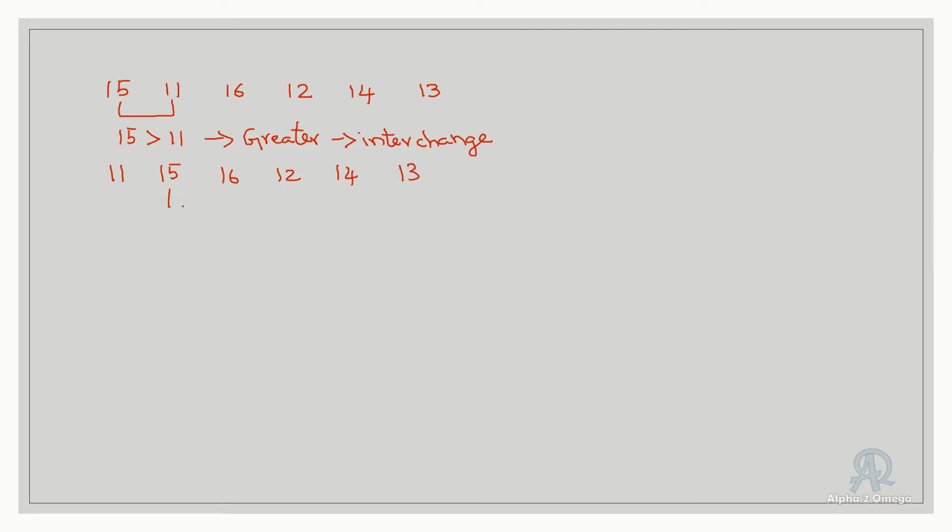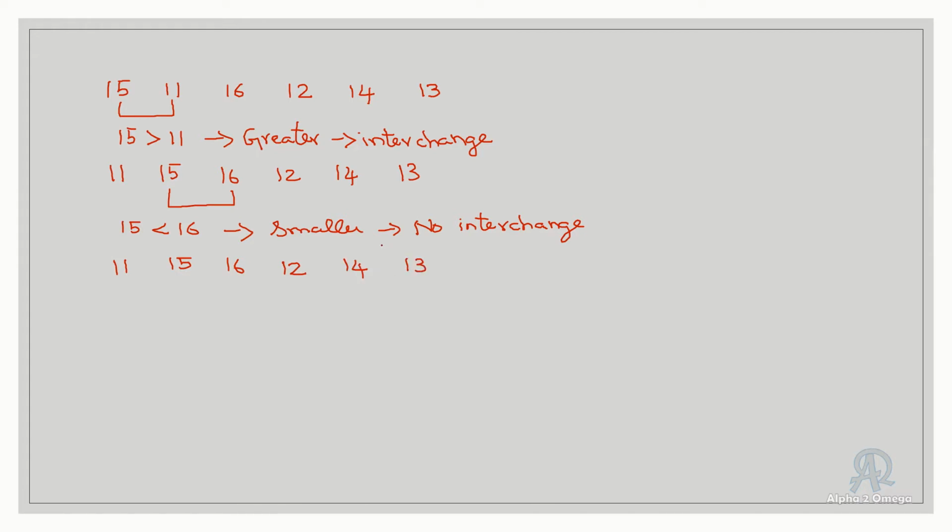Now the next two elements will be compared, the second and the third element. 15 is less than 16, isn't it? When it is smaller, there is no interchange. As it is, we will write 11, 15, 16, 12, 14 and 13.